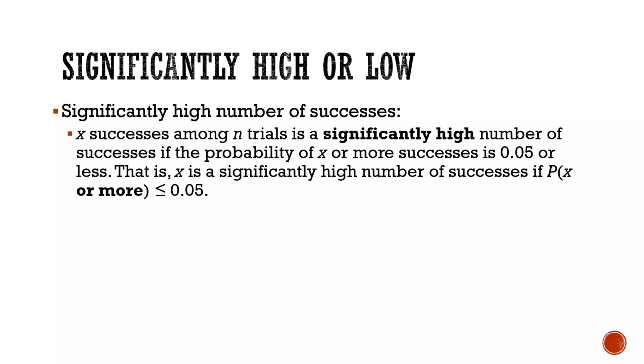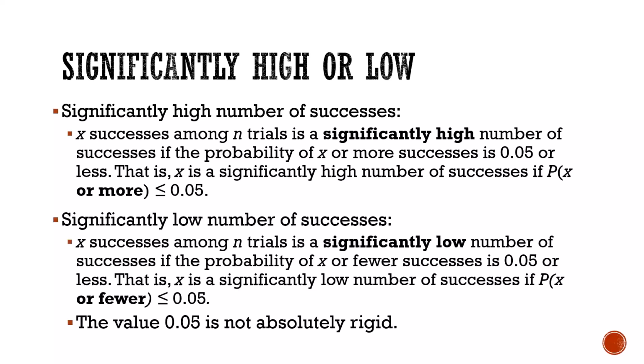So let's say that you have a probability distribution of flipping 100 coins, and you said, okay, I got 60 heads. Is that a significant amount of heads? So you calculate the probability that you get exactly 60 heads, 61, 62, 63, 64, add those all up to 100. If those probabilities add up to less than 5%, that's significantly high. So if getting X or more is less than 5%, that's significantly high. Likewise, if getting X or fewer is less than 5%, that's significantly low.